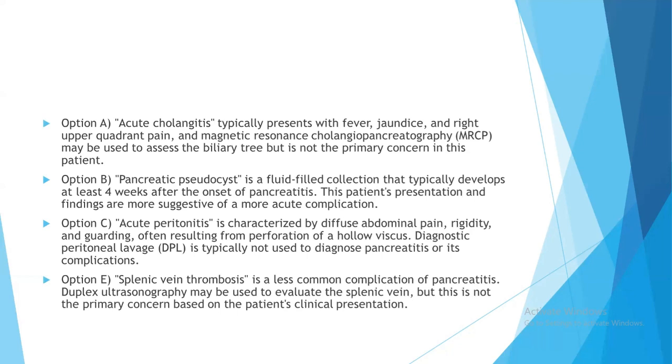Pancreatic pseudocyst is a fluid collection that typically develops at least 4 weeks after the onset of pancreatitis. This patient's presentation and findings are more suggestive of a more acute complication. Acute peritonitis is characterized by diffuse abdominal pain, rigidity, and guarding, often resulting from the perforation of a hollow viscus. Diagnostic peritoneal lavage is typically not used to diagnose pancreatitis or its complications. Splenic vein thrombosis is a less common complication of pancreatitis. Duplex ultrasonography may be used to evaluate the splenic vein, but this is not the primary concern based on the patient's clinical presentation.